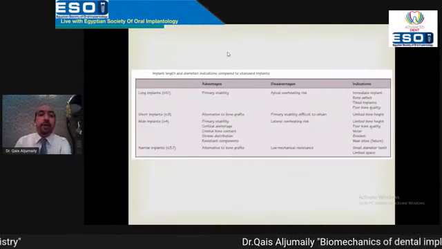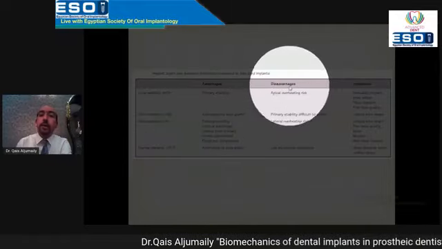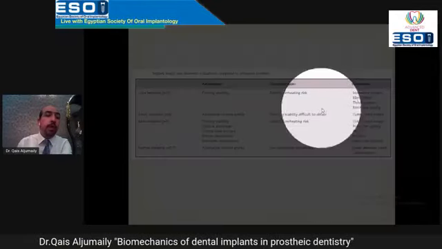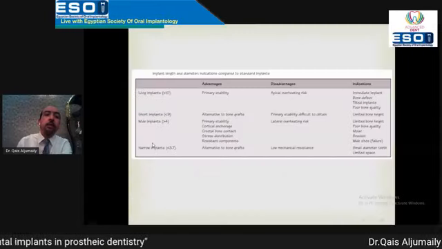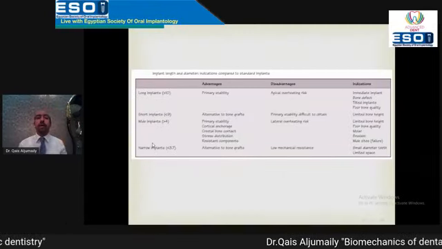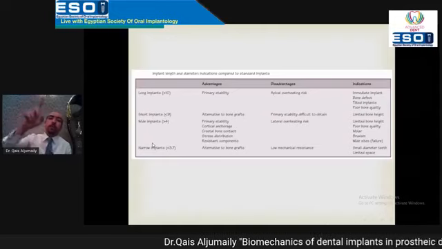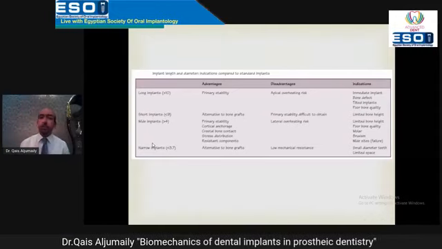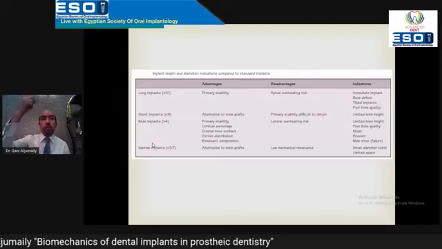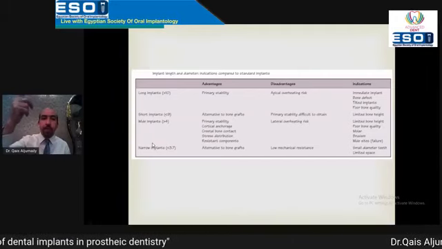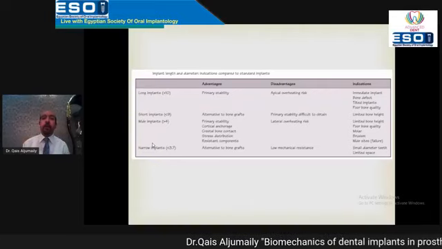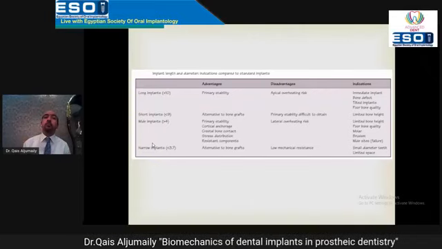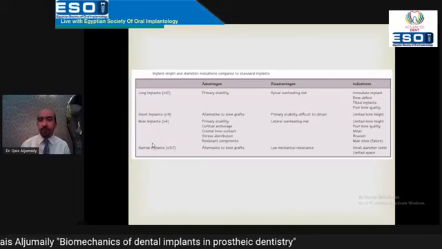Here you can see the advantages, the disadvantages, and the indications to use a long implant, short implant, wide implant, and a narrow implant. For example, for the long implant, you have to make your drill go much more apically inside the bone. For example, there will be too much heat generation because of the poor cooling inside the bone. So this is a disadvantage for the long implant. But as an advantage, there will be high primary stability.